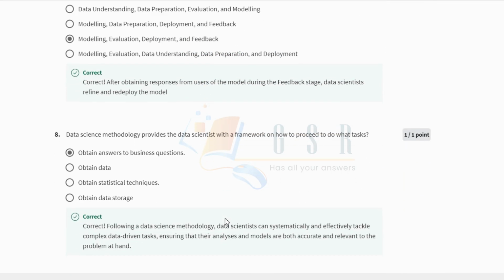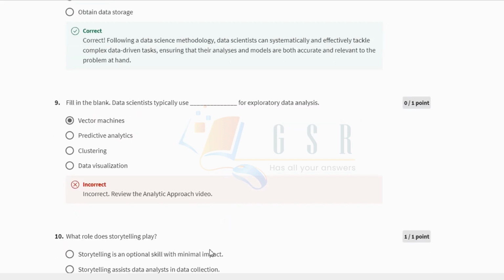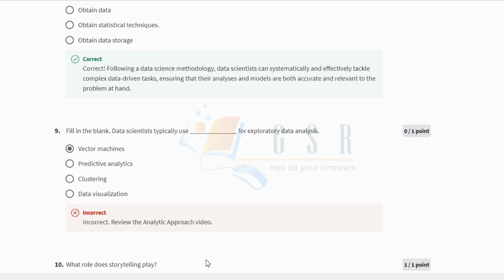Eighth one is data science methodology. Provide the data scientist with a framework on how to proceed to do what task. So, data science methodologies provide the answers to business questions as discussed in the first and second question of this graded quiz. The main motive is to answer the questions of the clients. So, you are going to obtain some answers with the insights or the framework that you are going to use in data science methodology.